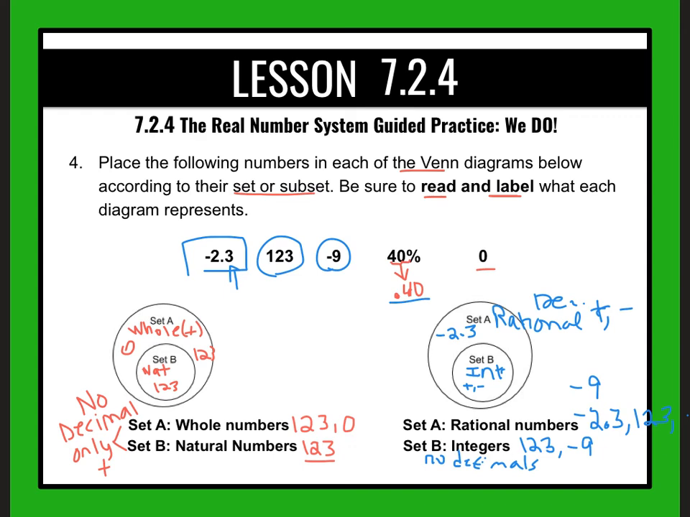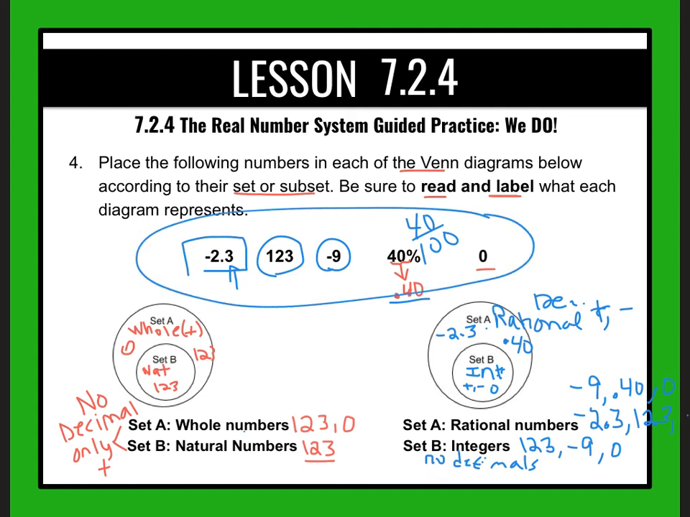40% is a decimal, so it cannot be an integer, but it definitely is a rational number because I can write that as 40 hundredths. And 0 is an integer because it includes those whole numbers as well, so it definitely is an integer, and because it's an integer, it also has to be a rational number. So notice, all of these values right here were rational values, but only a few of them were integers based on the characteristics. Please make sure you're using your notes when you do this assignment.